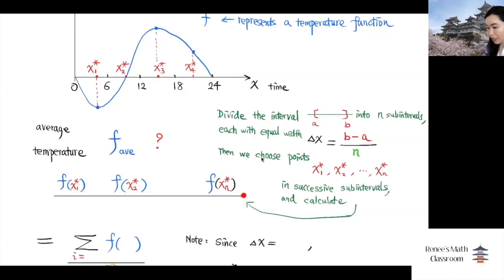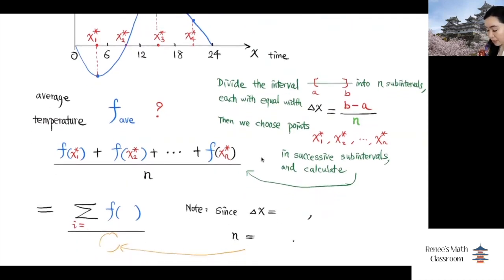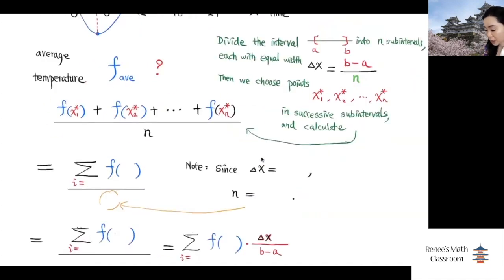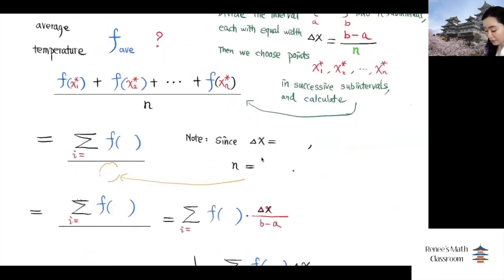So what we do here is we're going to add them up, and then we're going to divide by n, because we have this n reading over here. Now we can use this to approximate the average value of the function from 0 to 24 hours. To represent this, we can use sigma notation, a short notation for this sum over here.